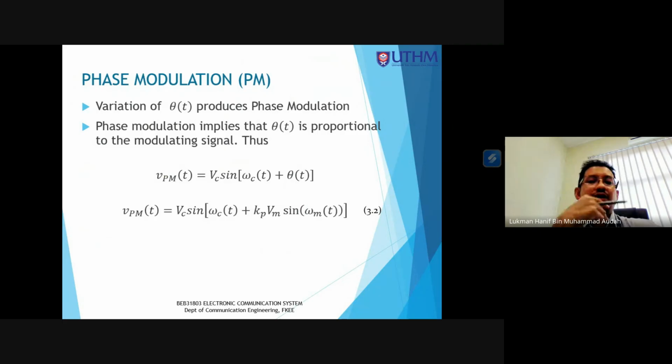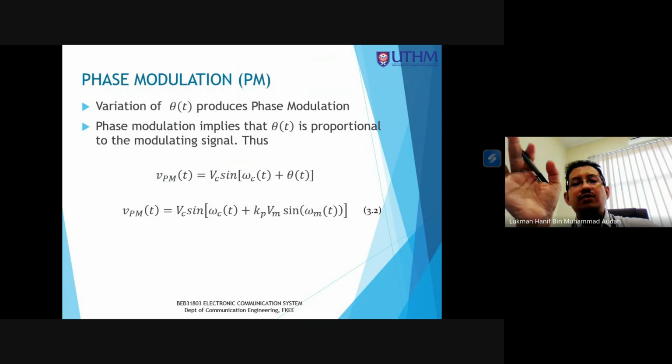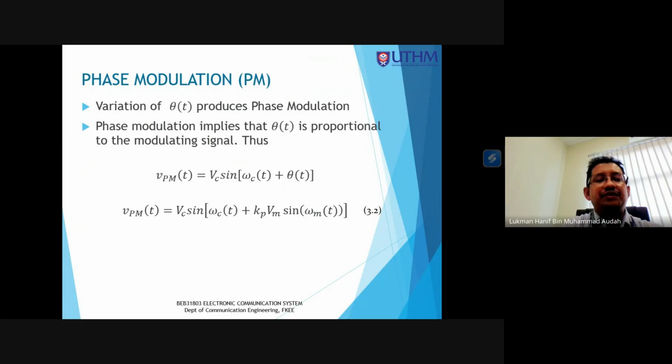So now we're going to see the equation for the phase modulation. What you're going to learn is about phase modulation and also frequency modulation. From the general equation, we can produce the phase modulation equation, which is equal to Vc sine(omega c t plus theta t). I suggest you make a big bracket so that you do not make careless mistakes.